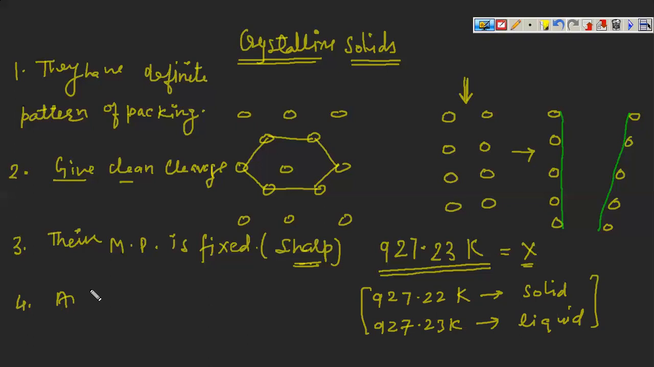They are anisotropic. What does anisotropy mean? This is an important thing to know. Suppose you observe some physical property like electrical conductivity or refractive index from a different angle of the solid, it will give you a different value. So we'll discuss anisotropy now.